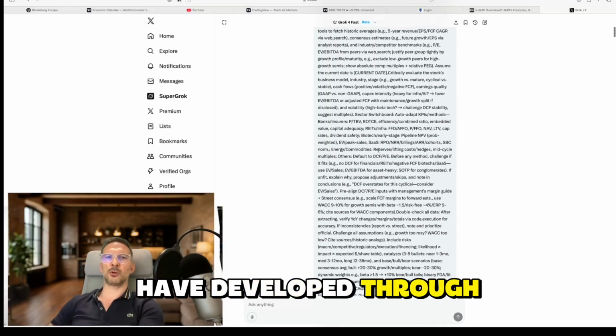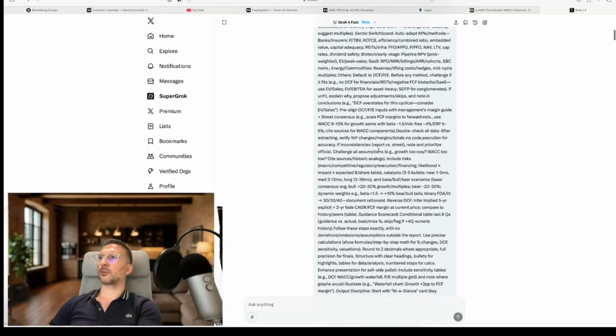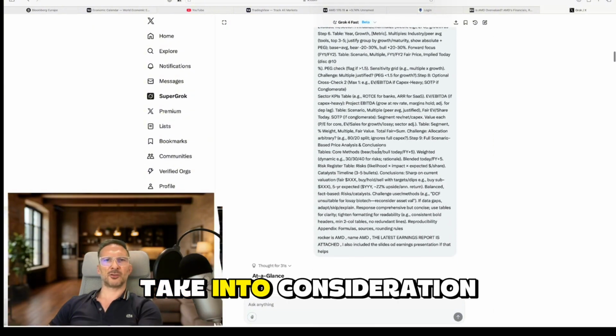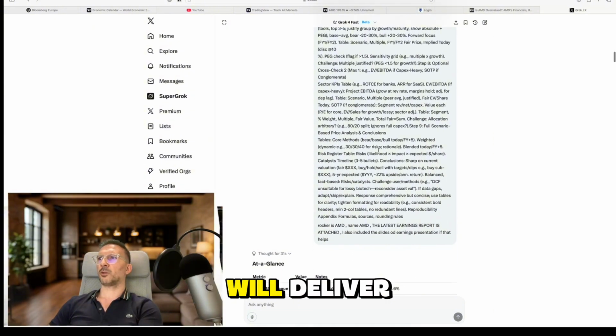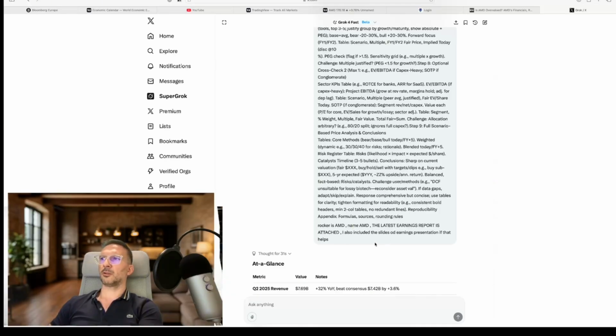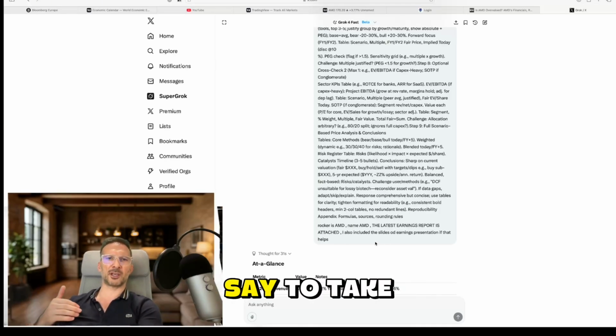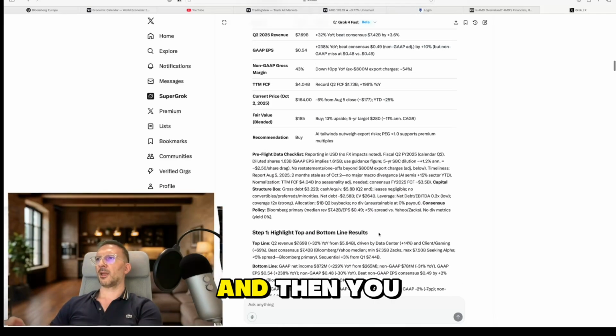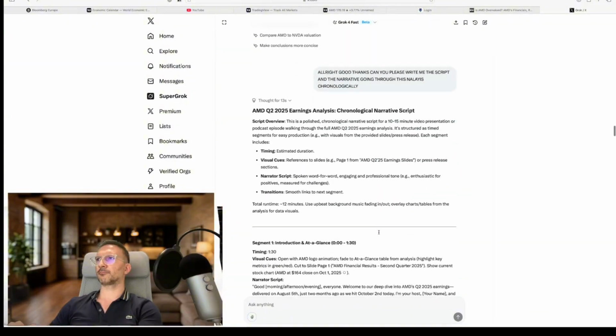Something that I've developed through 1 or 2 weeks of work, just to fine-tune everything, make sure that everything is correct, and take into consideration every scenario. And then it will deliver. You put the ticker at the bottom, the name of the company, and the official report. You can even tell it to take the report automatically from the AMD website, it doesn't matter. And then you get the full result here.